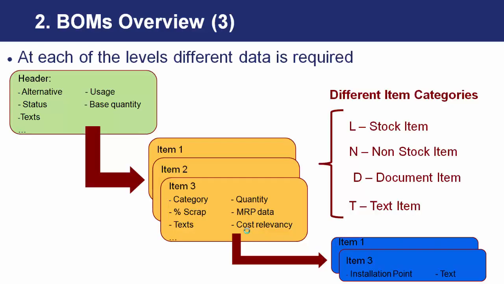We can see this different information in this slide. One of the most important fields is the item category. You can define if it is a stock item, non-stock item, document, or text item. This will affect the functionality in subsequent processes. For instance, when creating a production order with a BOM where the components are stock items, reservations will automatically be created for consuming these component quantities from stock, reservations that will be counted by MRP for calculating net requirements.